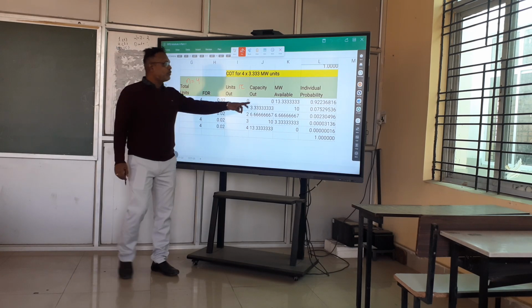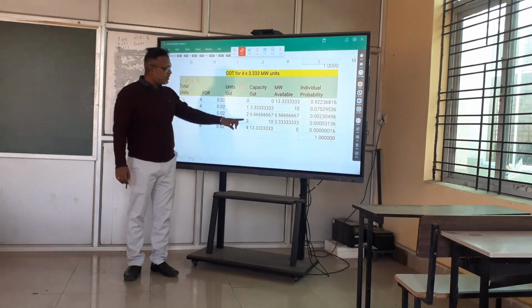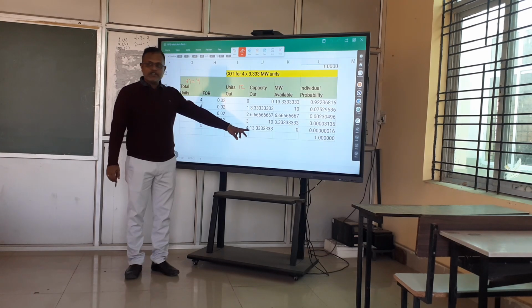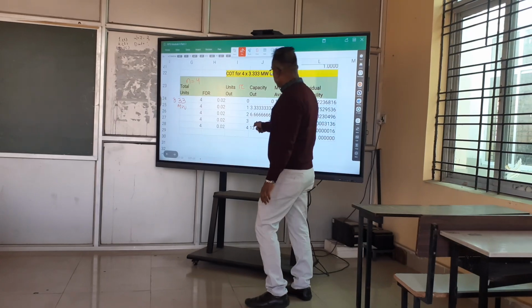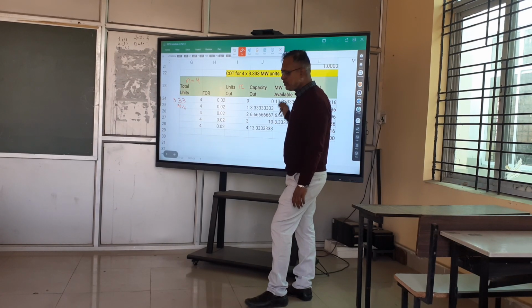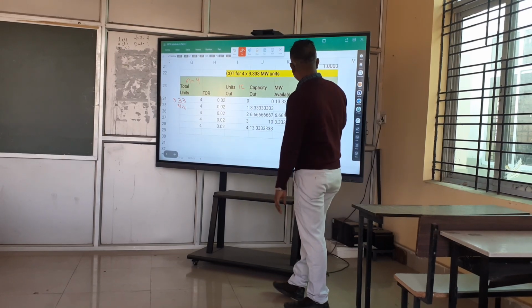So when 0 units are out, it is 0 capacity out. When 1 is out, it is 3.33, 2 is 6.66, 3 means 10 megawatt, 4 means 13.33. This is the total capacity. And this one will be megawatt available: total capacity minus all this capacity out. So this is the capacity available. Now in this case, what will be the formula?